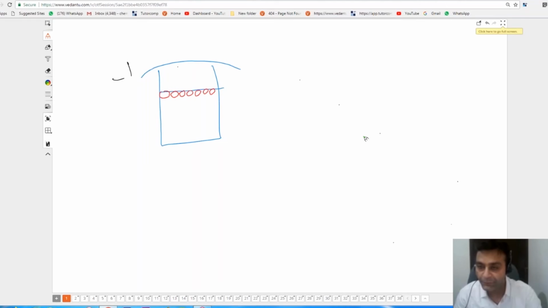Can you give an example of a non-volatile solute in a volatile solvent? Oil does not evaporate. Okay. Yes, Lalit, you are right. Like salt or sugar, if it dissolves in water, then the water evaporates easily, but the sugar or salt does not evaporate.